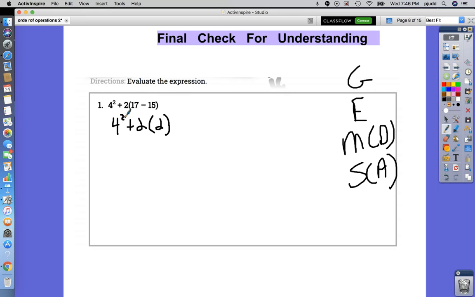So now I'm going to look at my exponent. 4 to the second power means 4 times 4. 4 times 4 is 16 plus 2 times 2. So now, am I going to add 16 plus 2, or am I going to multiply 2 times 2?